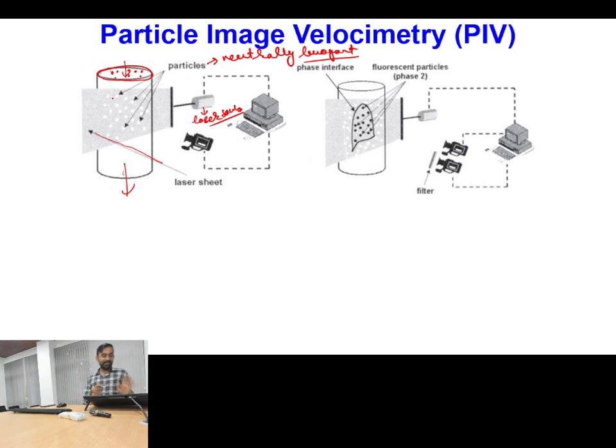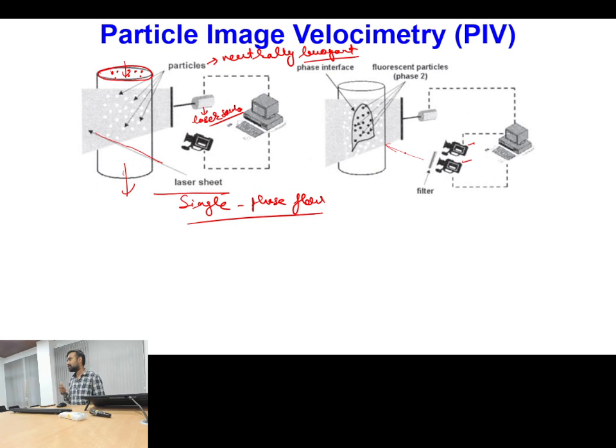Okay, so this is the basic setup, and typically this first type of arrangement is used when we are doing single phase flow measurements, because in case of single phase flow we are not having any interface present. On the contrary, when we use multi-phase flow, the whole setup is the same, the only difference is we use two cameras. One camera is to capture the particles and the other camera is to capture the location of the interface, because we also have to differentiate between the phases.